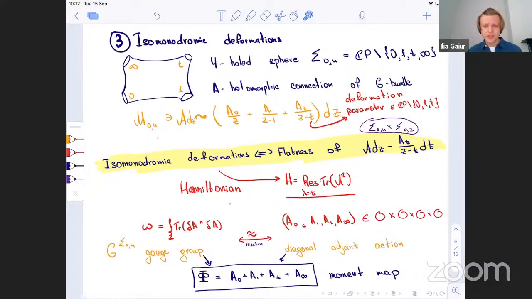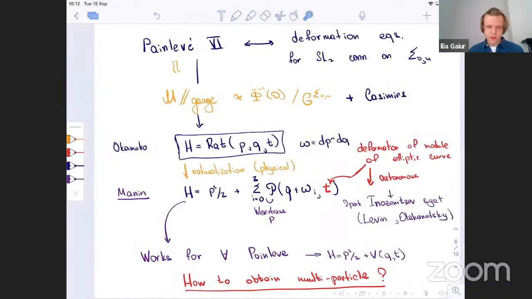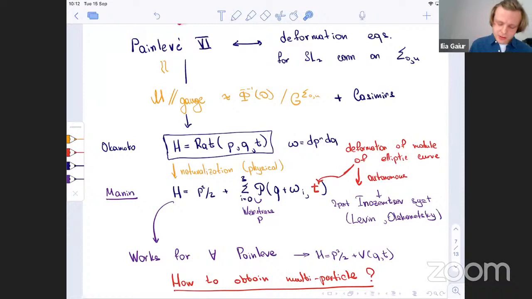So what are the Painlevé equations? I will just introduce the Painlevé 6 equation. The Painlevé 6 equation is just the isomonodromic deformation equation for an SL2 connection over the four-punctured Riemann sphere. And these equations can be obtained by the Marsden-Weinstein reduction with respect to the moment map I introduced before. Plus we need to resolve some Casimirs.